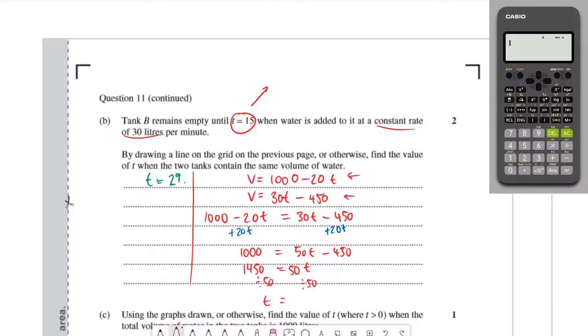I suspect it's going to be 29, and in fact it is, so look at that. My graph was very accurate, which helps. So the more accurate the graph, make sure you take your ruler into the HSC.